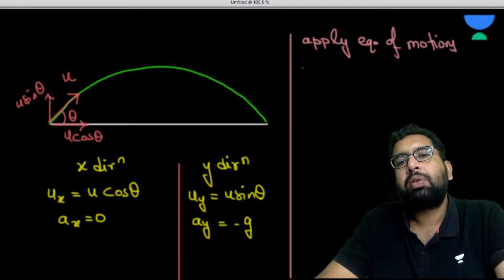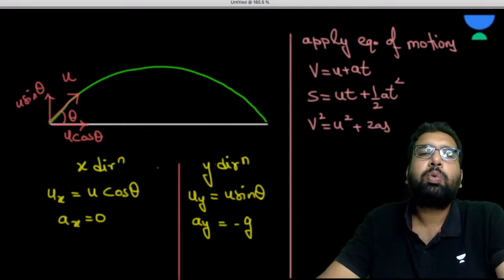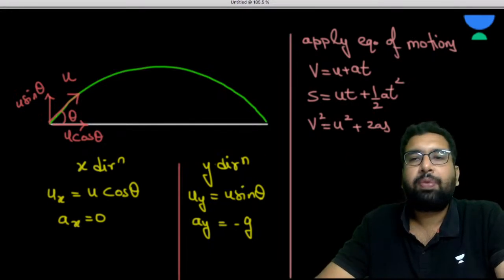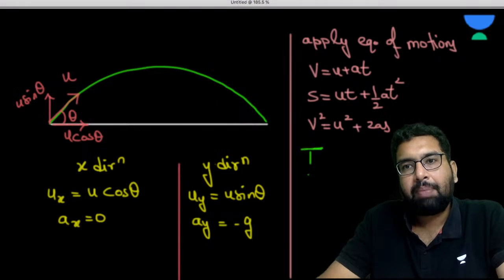So what are the equations of motion? v is equal to u plus at. s is equal to ut plus half at square. And v square is equal to u square plus 2as. So by considering the motion in x and y direction and using these equations, we have found the time of flight, the maximum height, and the range.